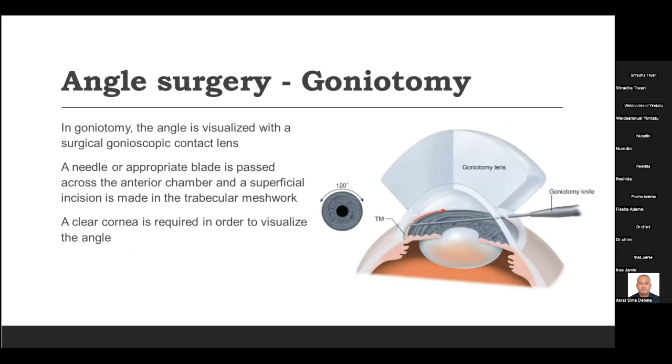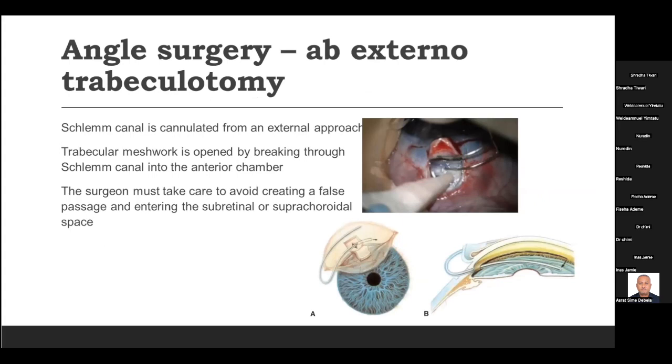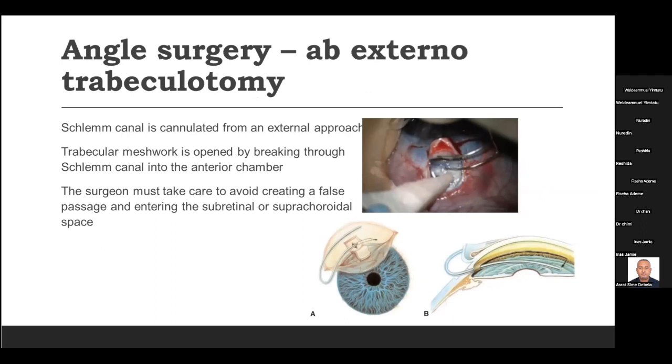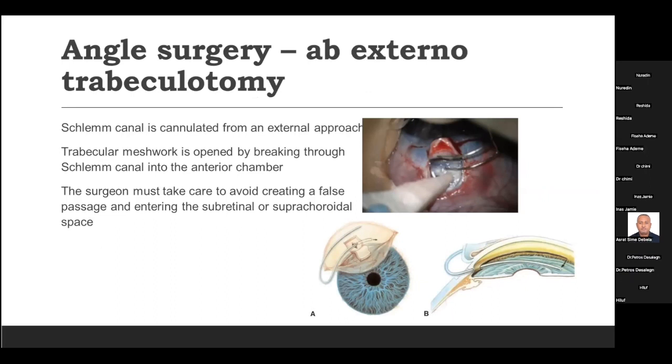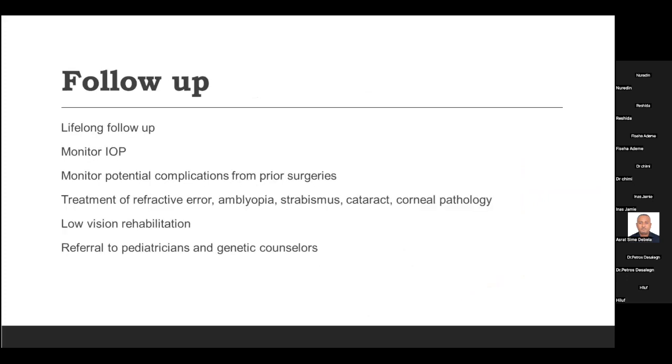For angle surgery, for goniotomy we need a clear cornea. And for ab externo, Schlemm's canal is cannulated, as we can see in the picture. The trabecular meshwork is opened by breaking through Schlemm's canal into the anterior chamber. The surgeon should be cautious not to cause any false passages into the suprachoroidal space.